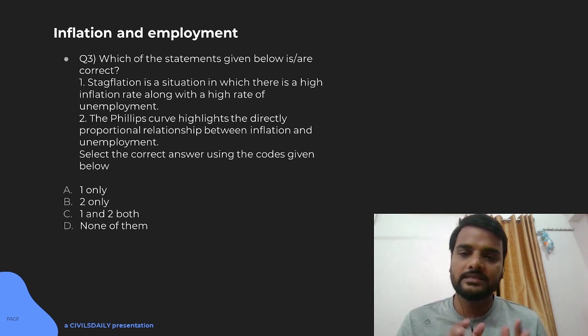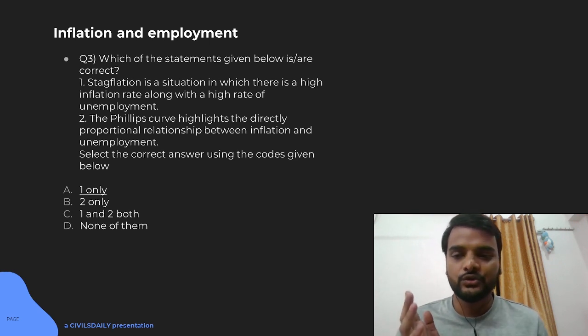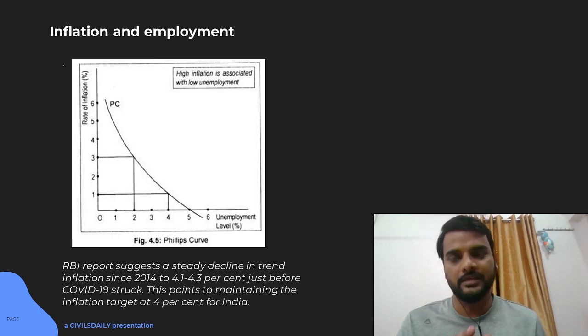The Phillips curve highlights a directly proportional relationship between inflation and unemployment. This is not true, because the Phillips curve tells an inversely proportional relation between inflation and unemployment. So here option 2 will not be correct, only 1 is true. Let's understand this relation further, inflation and employment.